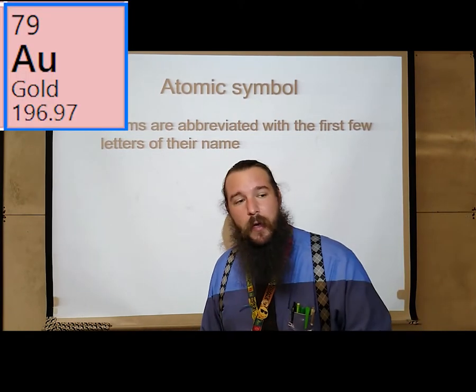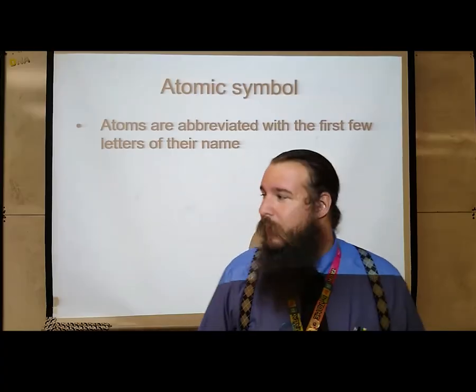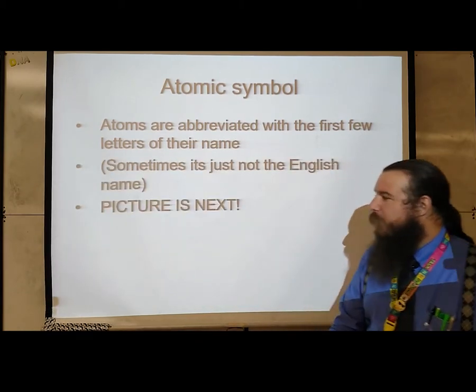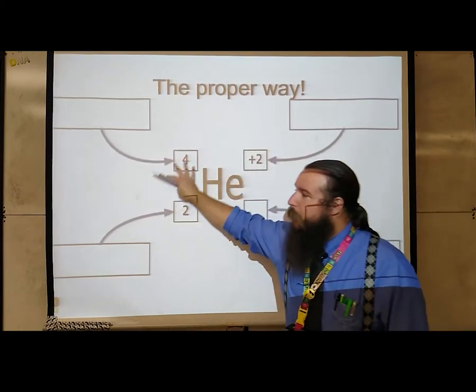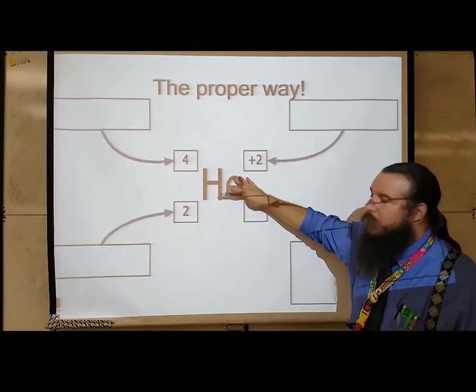Like Au is gold, like "Au, let go of my gold." That is because it's aurum, which is Latin for gold. So sometimes it's just not the English name. Here is a picture of the atomic symbol. Here we have helium, capital H, little e.